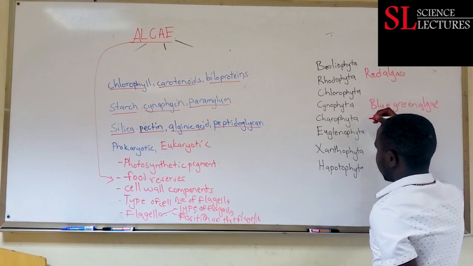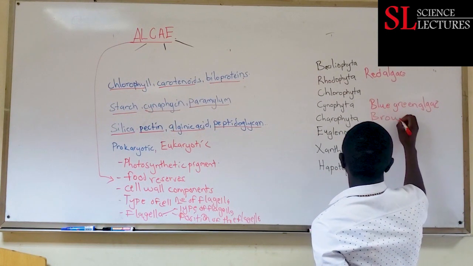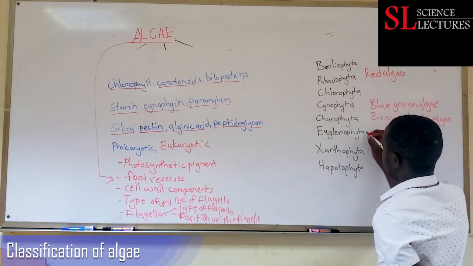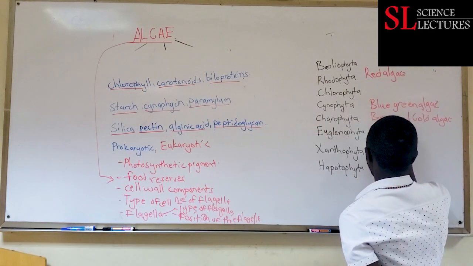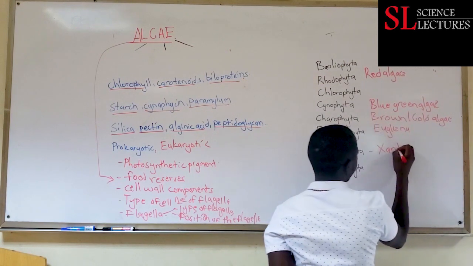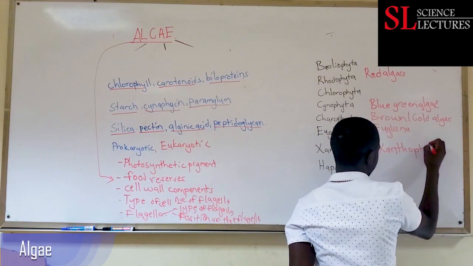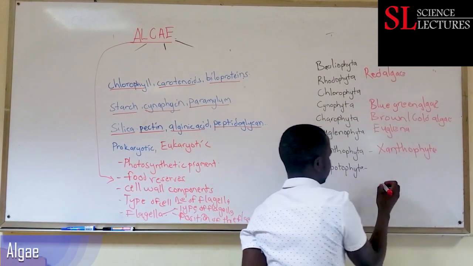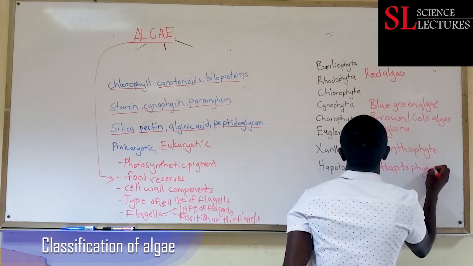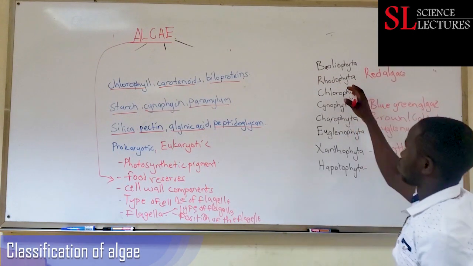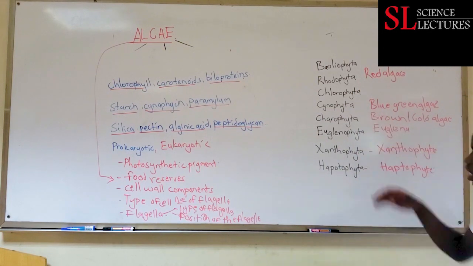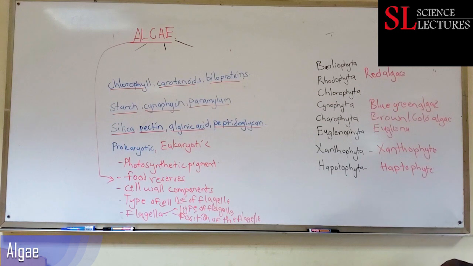Then Phaeophyta is what they call brown algae, and Chrysophyta golden algae. Then Euglenophyta is what they call Euglena. Then the Xanthophyta is what they call Xanthophytes. These are Xanthophytes. Then Haptophyta, these are Haptophytes. Then Bacillariophyta, Xanthophyta, Chlorophyta, Cyanophyta, Charophyta, and the likes are some of the classes we can put under phylum algae.